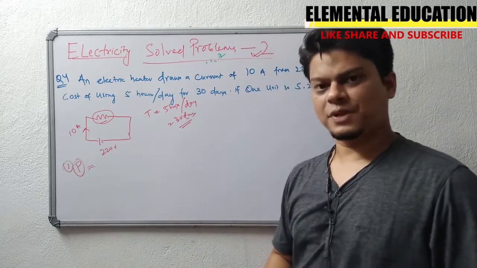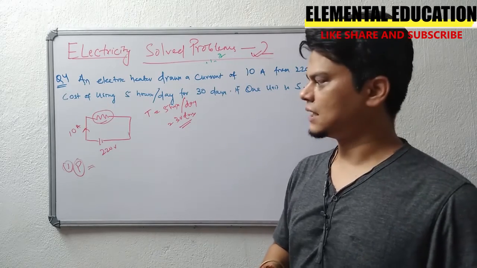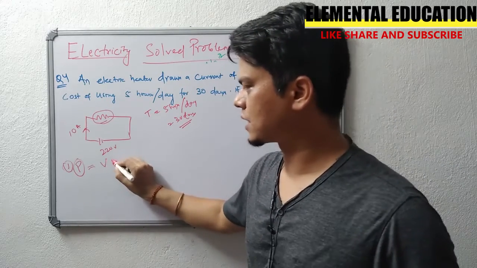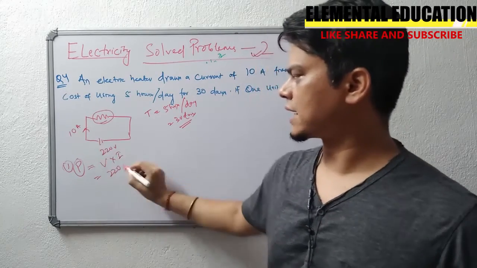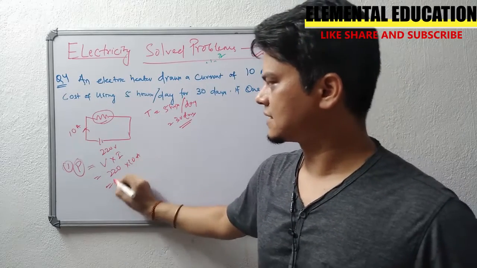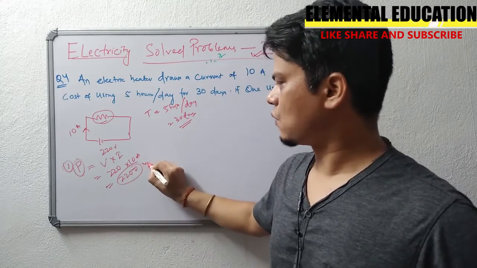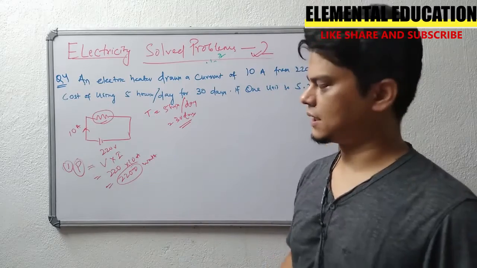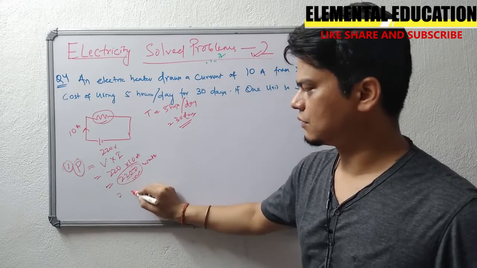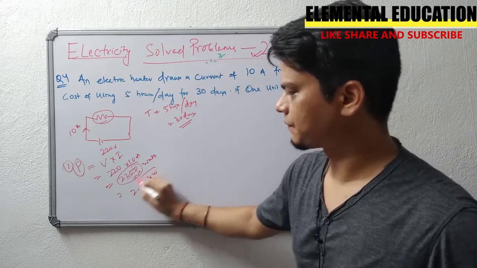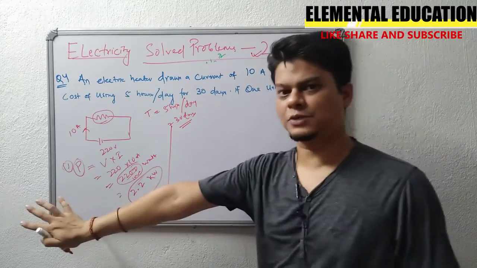If you have watched my video on electric power, that is video 3 in electricity part 3, you can remember the formula. Power is given by voltage into current. So the voltage given is 220 volt, the current is 10 ampere, so that is 2200 watt. This is the power. Now if I divide by 1000, what will be the value? 2.2 kilowatt. Now this is done. First part is done.